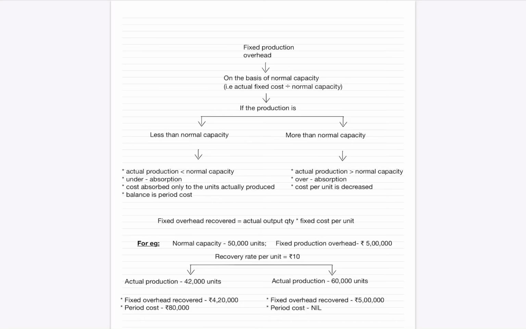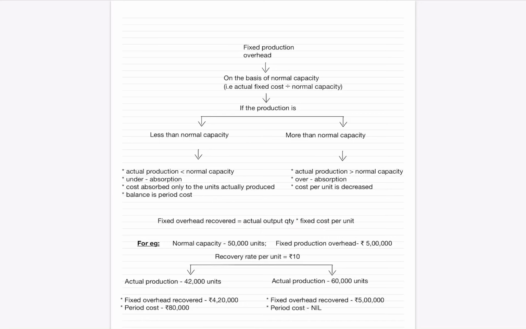Normal capacity is 50,000 units and the actual fixed overhead is 5 lakhs rupees. So the recovery rate, that is fixed cost per unit, is actual fixed overhead divided by normal capacity of units, which comes to 5 lakhs divided by 50,000, which is rupees 10.